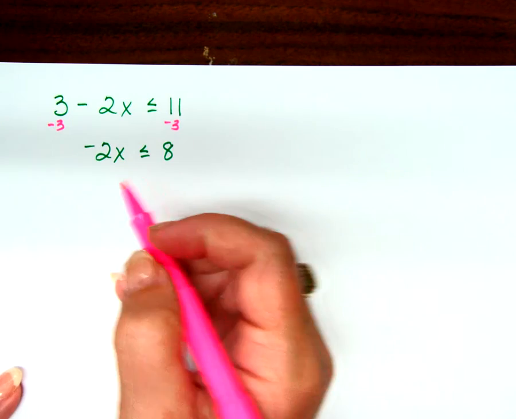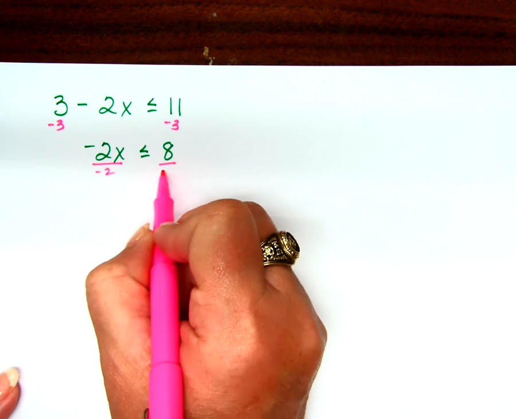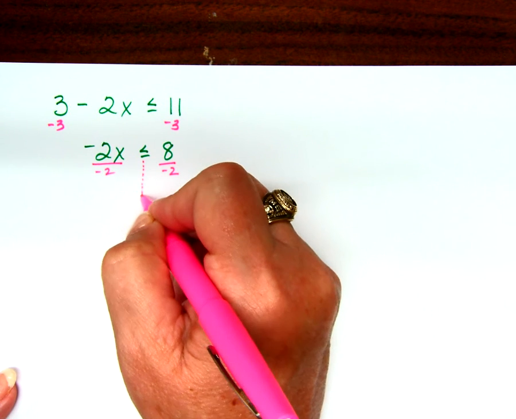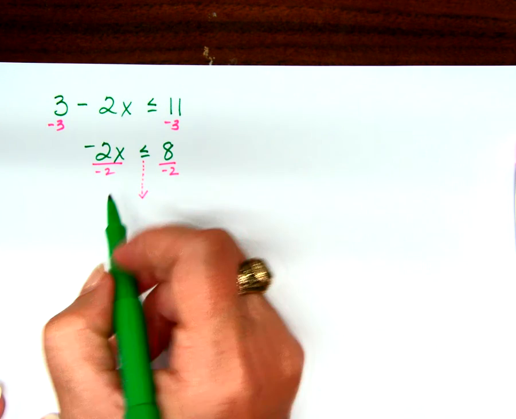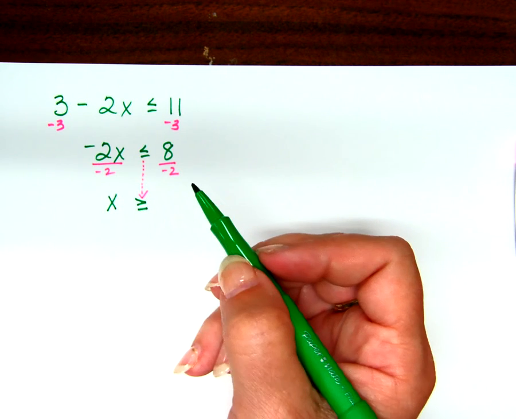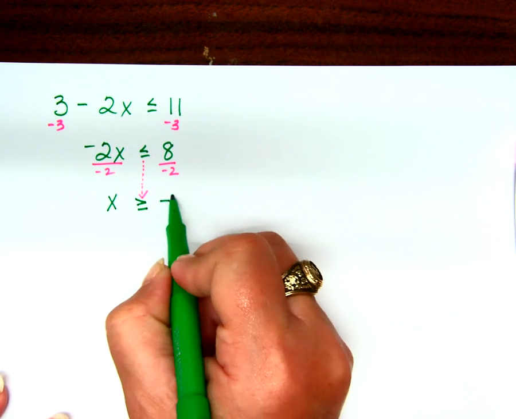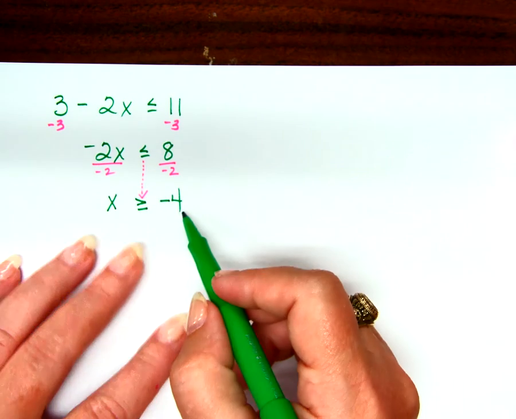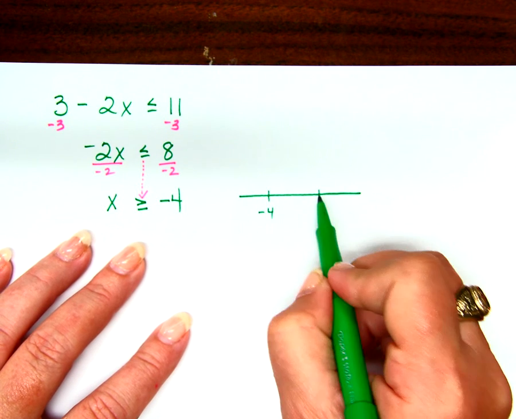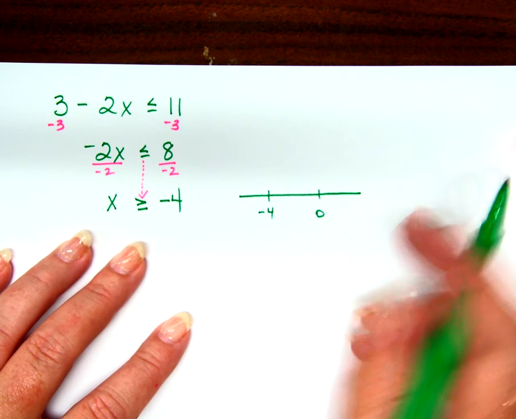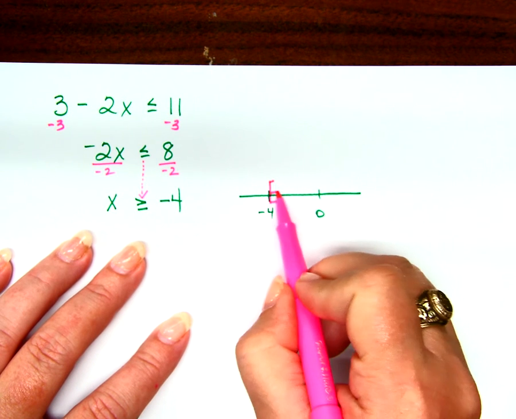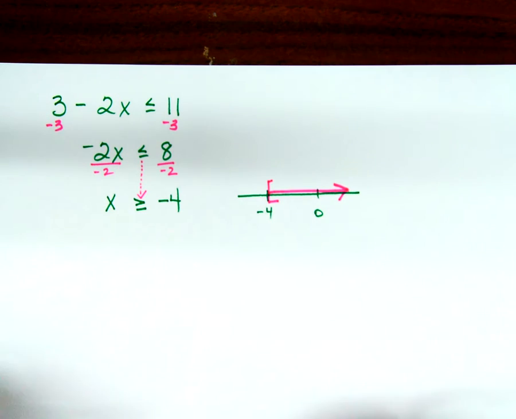And now we have to remember to flip that inequality sign, right? Why is that? Because we divided or multiplied by a negative number. Remember that? Good. What's the number line look like for this answer? Closed on negative 4, to the right. Got it?